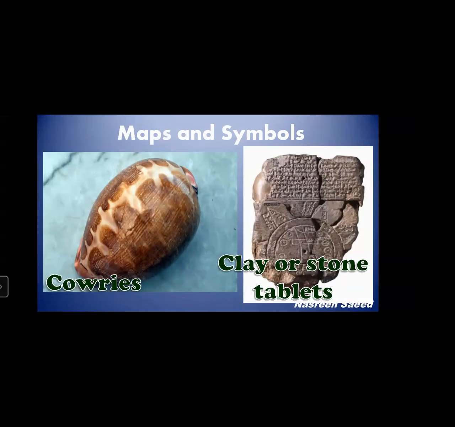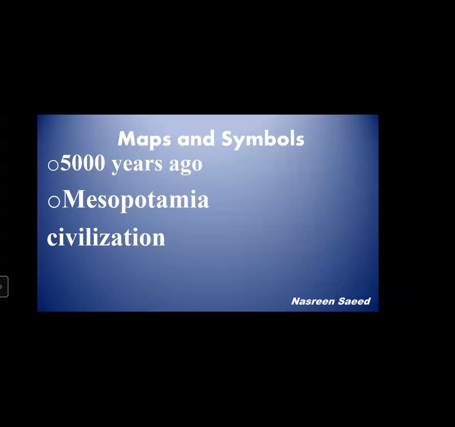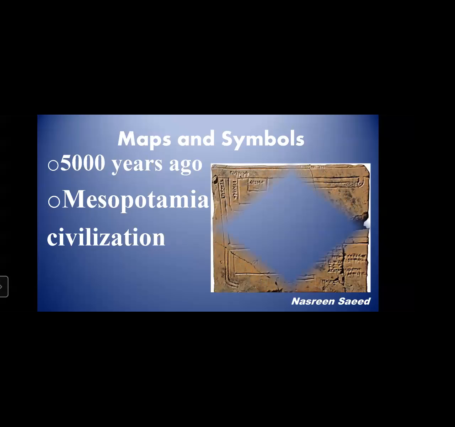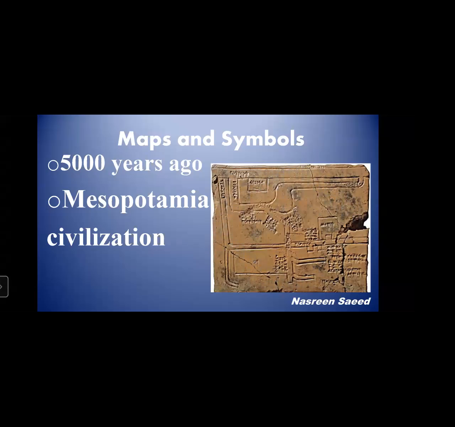Approximately 5,000 years ago, there was a civilization called Mesopotamia. What was the name of the civilization? It was called Mesopotamia. A clay tablet of those days showing some parts of Mesopotamia is shown alongside. How do we come to know that these people, 5,000 years ago, were also making maps? Because we have found a clay tablet which shows some part of Mesopotamia.